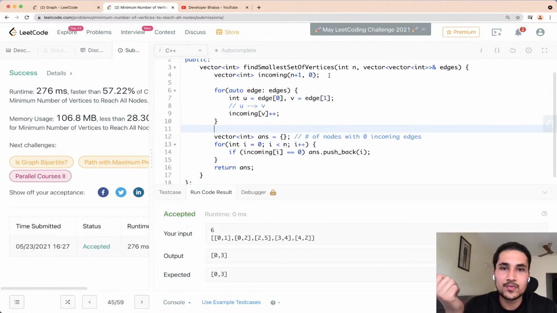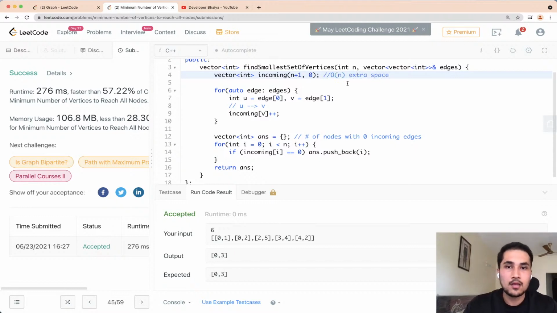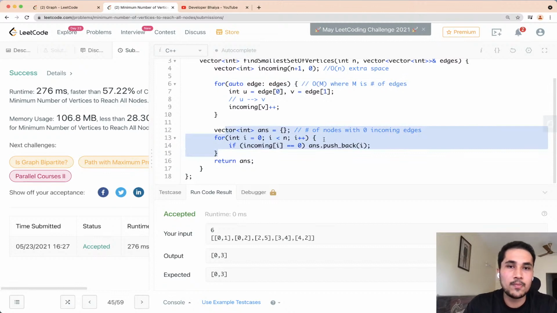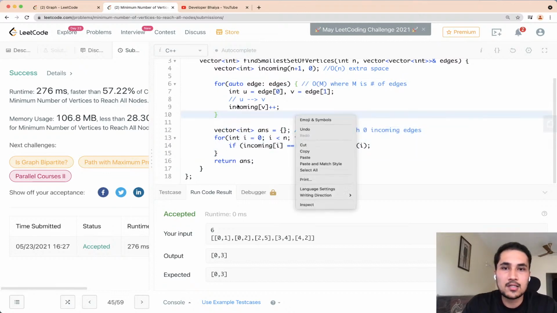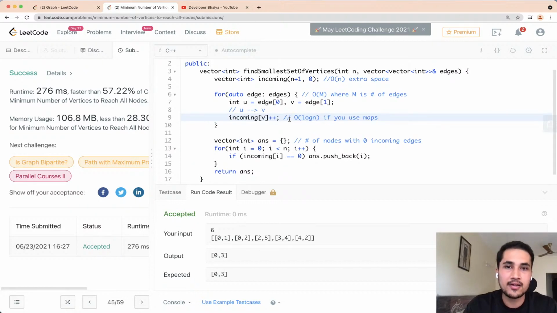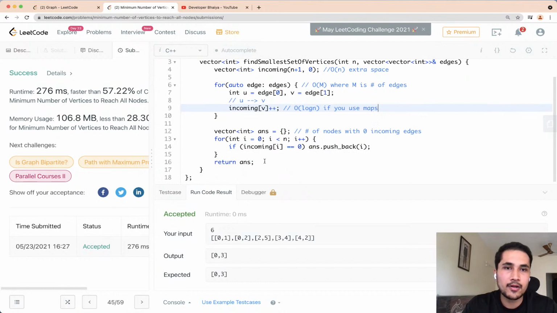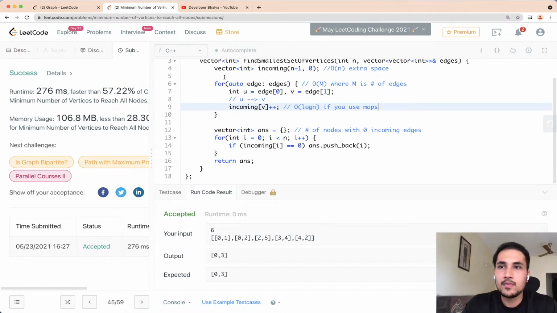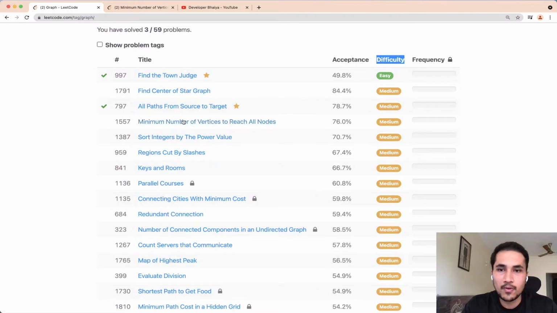What is the time complexity of this? So we are using extra space. So this is space complexity, order n extra space. And then over here, the number of edges, this is order m, where m is the number of edges. And then this is again order n. So the time complexity is order n plus n for this one. If you were using maps over here, this operation might have become order log n. So it's not needed. Let's just avoid that because we don't want to add an extra time complexity. So the overall time complexity becomes order n plus m in this one. Cool. So this was definitely not medium, but an easy problem.